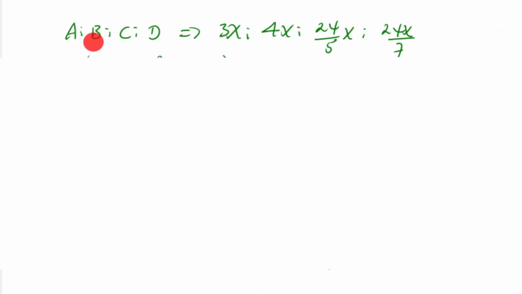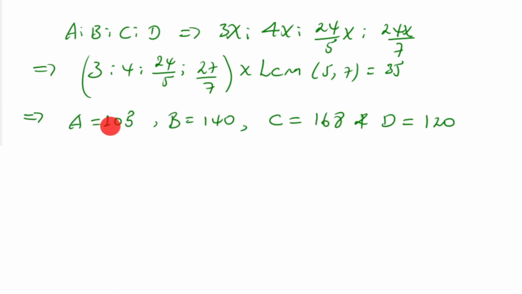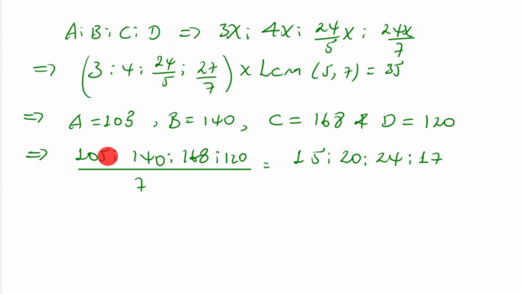So the ratio A to B to C to D is 3x, 4x, 24x over 5, and 24x over 7. All of them are in a single variable x. Multiply this by the least common multiple of 5 and 7 to eliminate the fractions. You will get A is 105, B 140, C 168, and D is equal to 120. If we divide all of them by 7, we get 15, 20, 24, and 17.